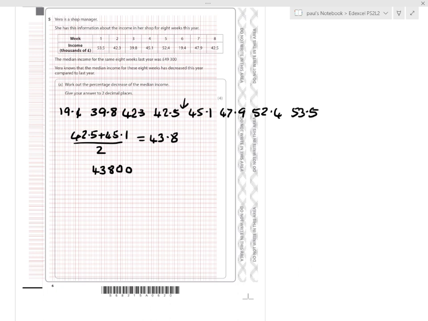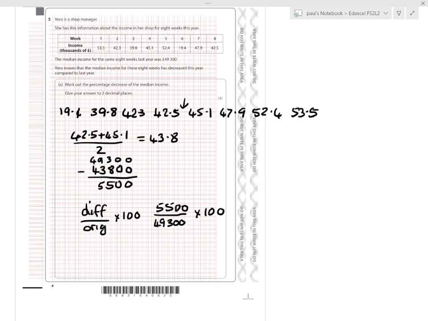Okay. So I'm going to put the 49,300 up there. Subtract to find the difference, and it's 5500. So to find the percentage, it's going to be the difference over the original, times it by 100. The difference is 5500 divided by the original, which is last year's 49300, times that by 100, and that comes out at 11.2%.